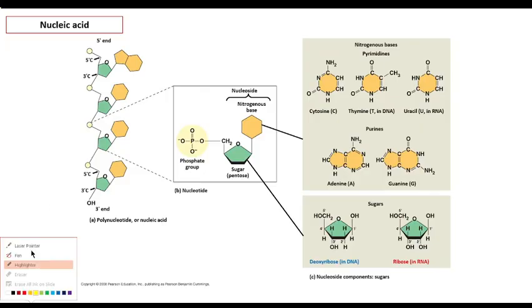So here is a nucleic acid. We have a polynucleotide, or the polymer, the nucleic acid itself. You have here an inset image. You have a nitrogenous base, you have a sugar, a pentose because it has 5 carbons, 1, 2, 3, 4, 5, and then linked to a phosphate group. So this is the nucleic acid.